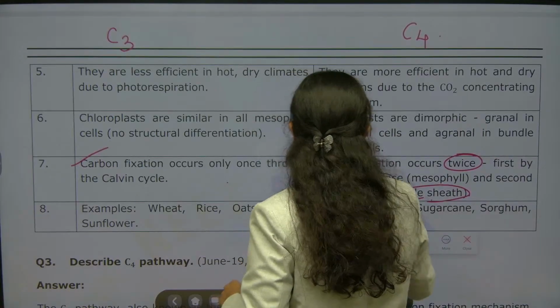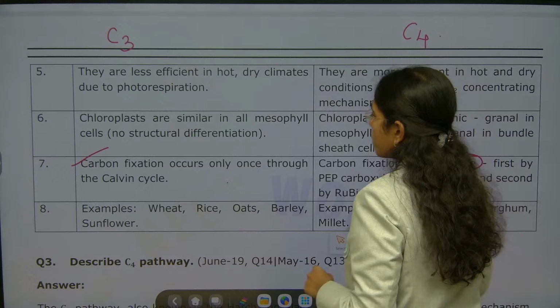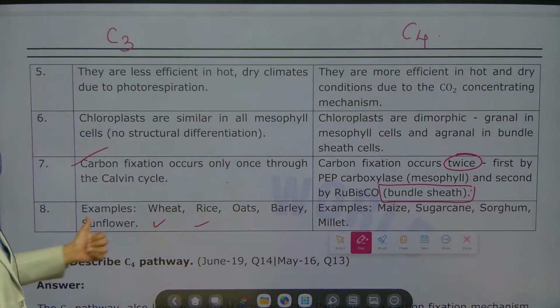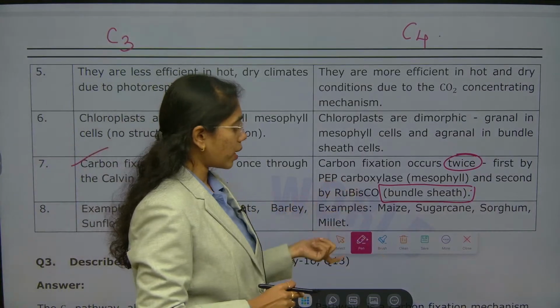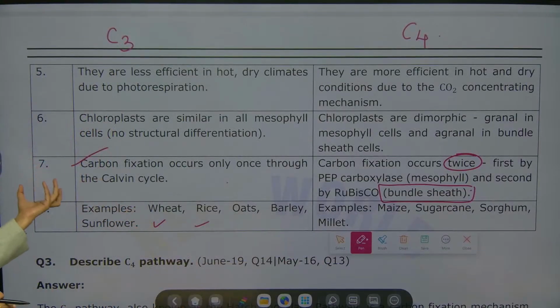This will occur twice. First by PEP carboxylase in mesophyll cells, second by rubisco in bundle sheath cells. Fine, right? Next. Here examples: wheat, rice, oats, barley and sunflower, and in C4 plants maize, sugarcane, sorghum, millets. These will be the examples for C4 plants. If you can take a screenshot, it will be clear for your reference.